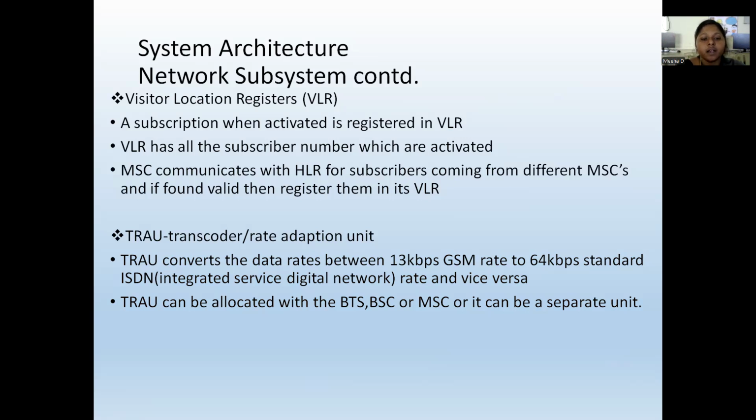Next, the transcoder and rate adaptation unit. The TRAU converts the data rates between the 12 kbps GSM rate and the 64 kbps standard ISDN rate and vice versa. According to the ISDN, the data rate, the frequency, will be changed.